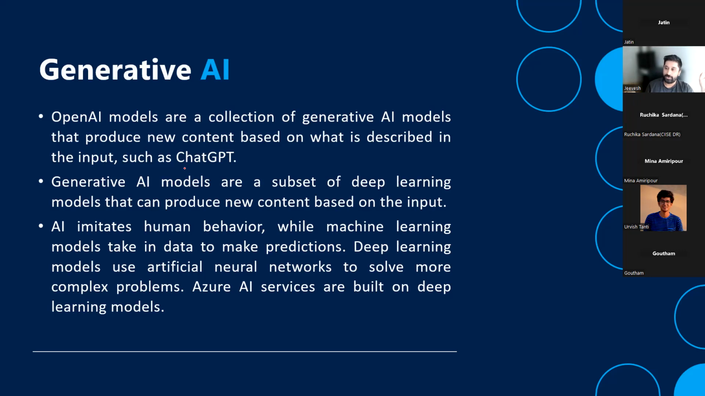And if there's a question on generative AI, you need to know there are OpenAI models, which are a collection of generative AI models that produce new content. Generative AI models are a subset of deep learning models that can produce new content based on the input. This is why we wanted to know what is deep learning. So please understand, we have neural networks, which are inspired by the human brain. Deep neural networking is used in deep learning, and deep learning is what is used in creating something such as generative AI.